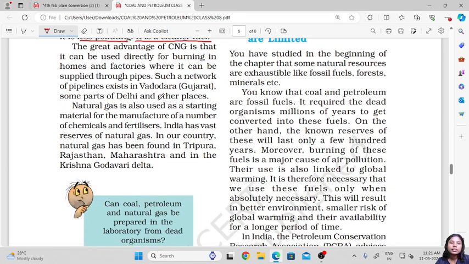Now, natural gas is also used as a starting material for the manufacture of a number of chemicals and fertilizers. India has vast reserves of natural gas. In our country, natural gas has been found in Tripura, Rajasthan, Maharashtra, and the Krishna Godavari Delta.